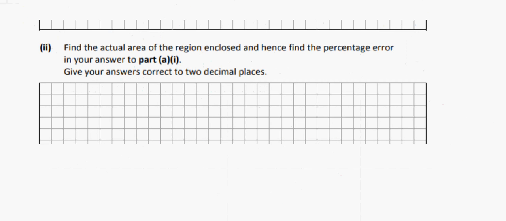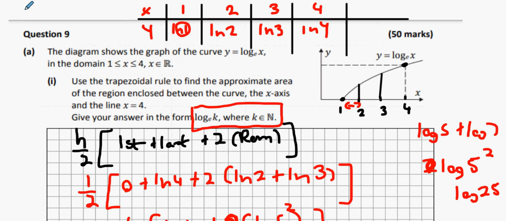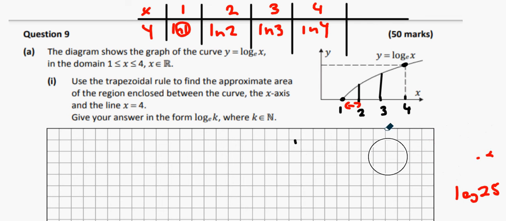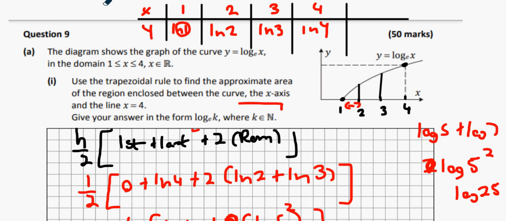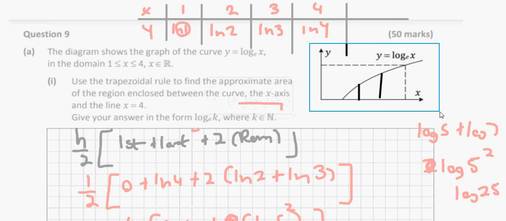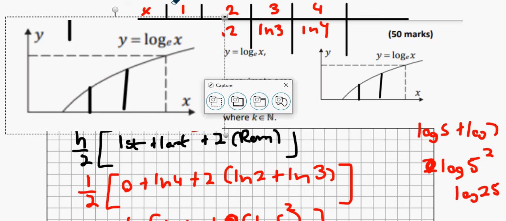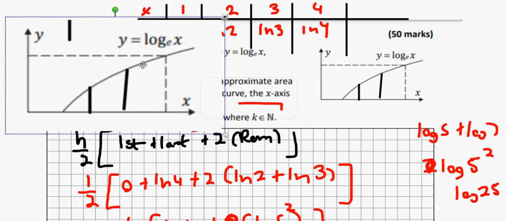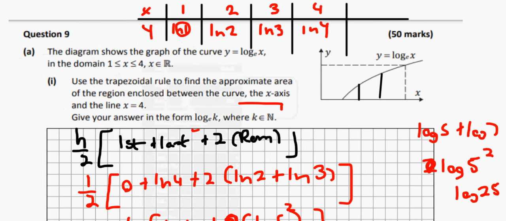Now, you want the actual area of the region enclosed, okay? So this is part 2, yeah? You want the actual area of the region enclosed. So I'm just going to get rid of all this, and I sort of want to do it here. Actually, I'm just going to take a screenshot of the diagram because I want the diagram essentially. Okay, current page. Now, cut.